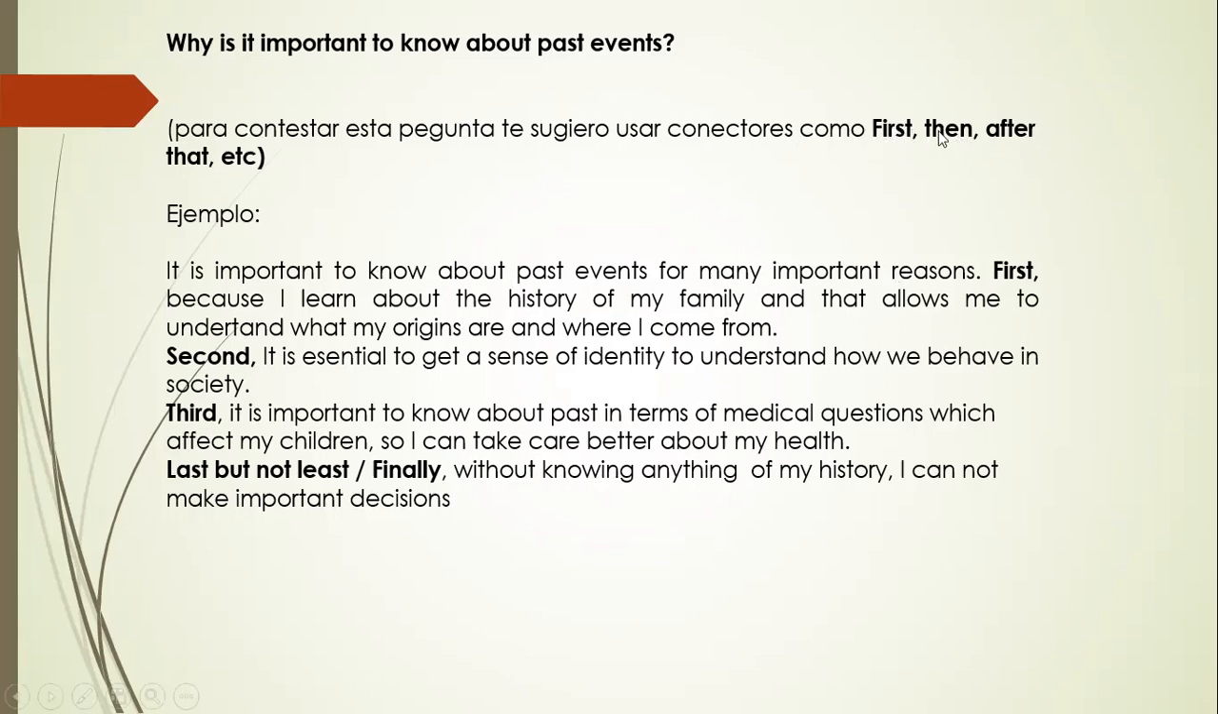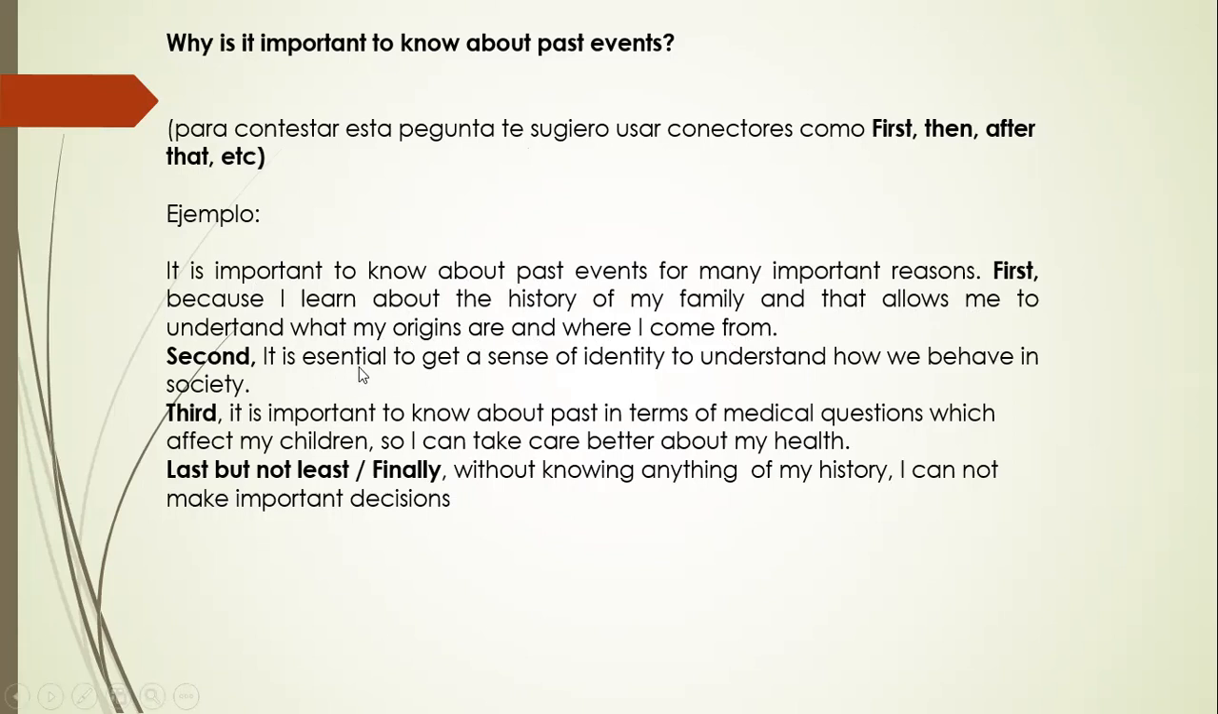Estos también, estos que están en negritas, también son conectores y esos nos sirven para enlistar ideas. Vamos a ver un ejemplo. It is important to know about past events for many important reasons. First, because I learned about the history of my family, and that allows me to understand what my origins are and where I come from.